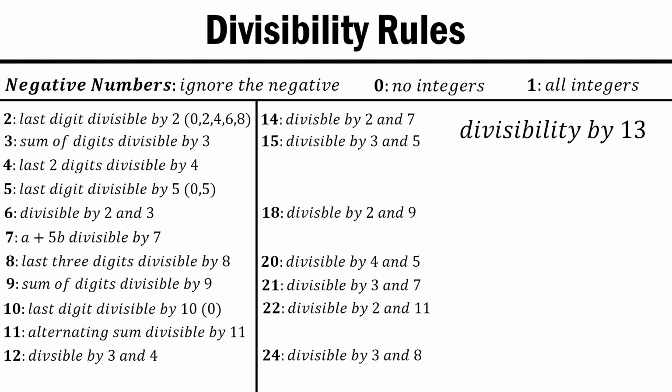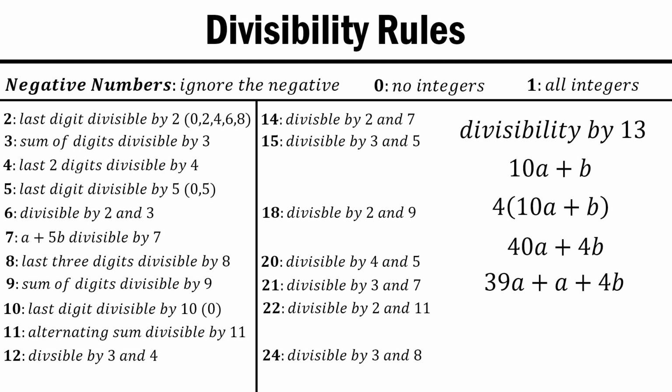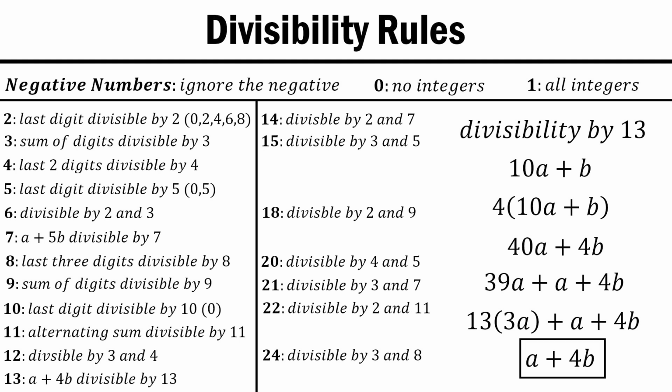Moving on to 13, in a similar way to 7, we're going to take our number in terms of 10a plus b. Just a reminder, b represents the last digit, and a is everything else. We multiply this expression by 4, which gives us 40a plus 4b. We split 40a into 39a plus a, and since 13 times 3 is equal to 39, all we have to do is find whether 13 divides a plus 4b.